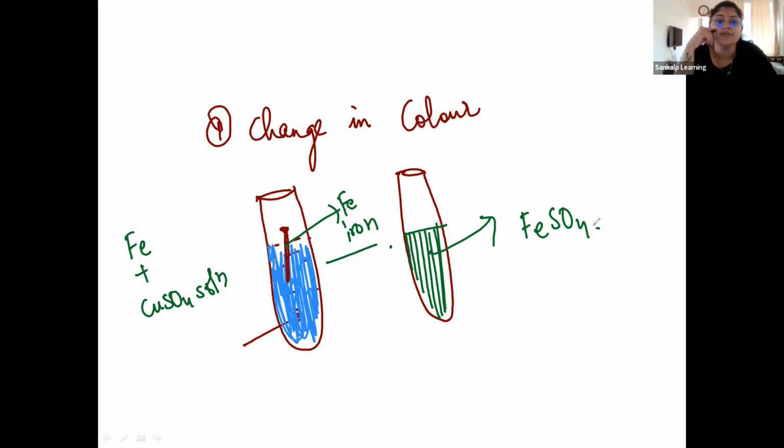So the copper will be replaced by Fe, because Fe, that is iron, is reacting with copper sulfate solution and it turns the blue color solution into green color solution. So this indicates the change in color. A change in color means that when you see the color has changed, there is a chemical change happening. So this is one property. If there is a change in color, this also indicates that there is a chemical change.